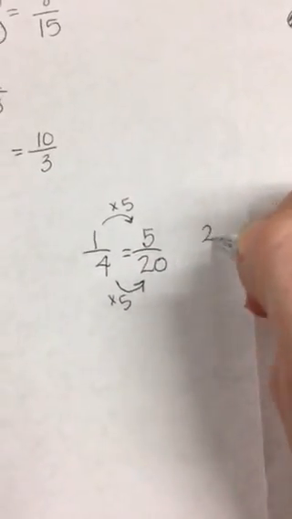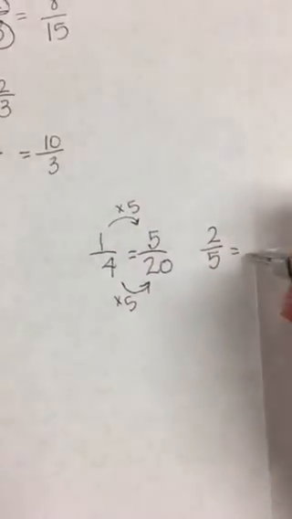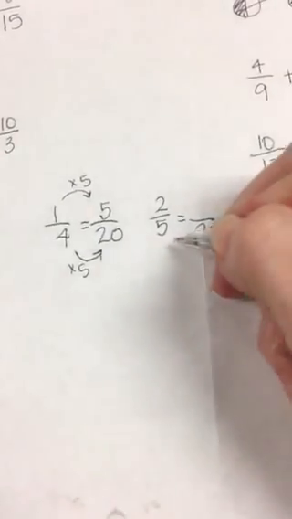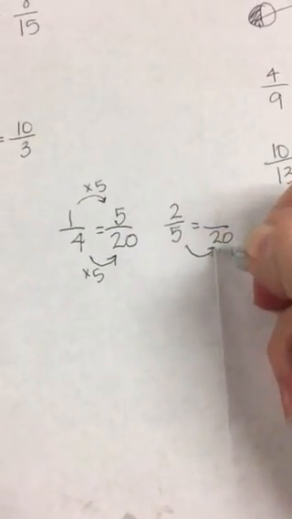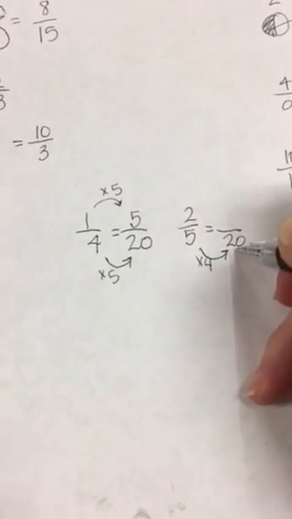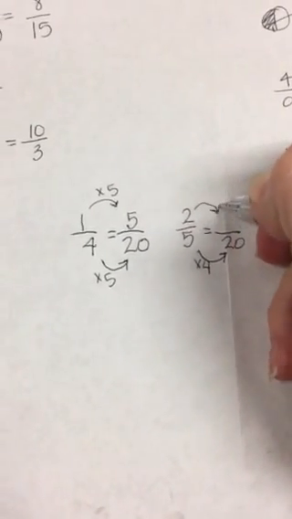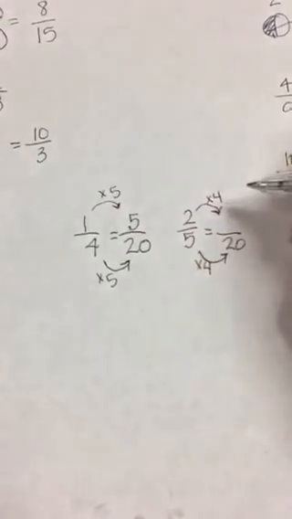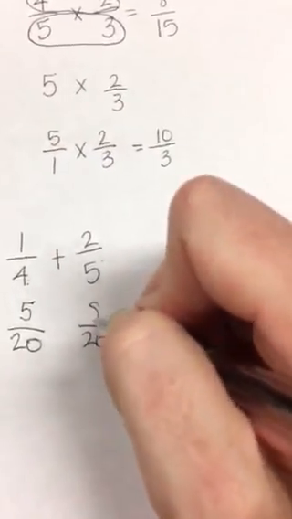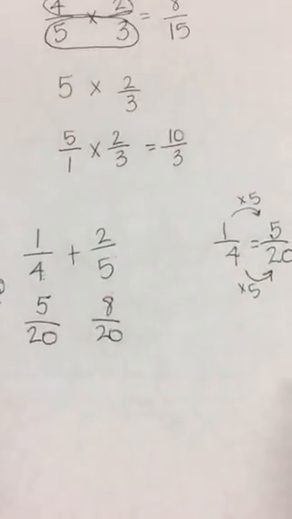I need an equivalent fraction for 2/5 that has a denominator of 20. So I look for patterns in my numbers. I know that 5 times 4 gives me 20. So 2 times 4 gives me 8. So this fraction is 8/20.